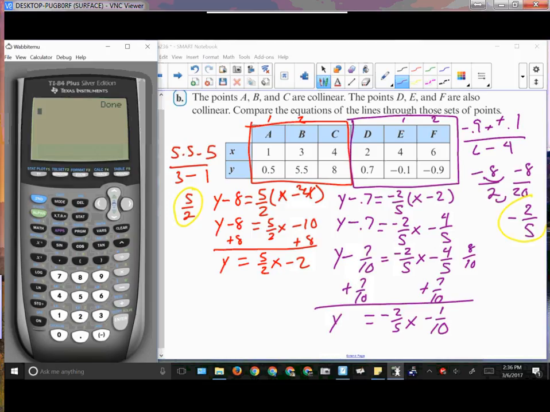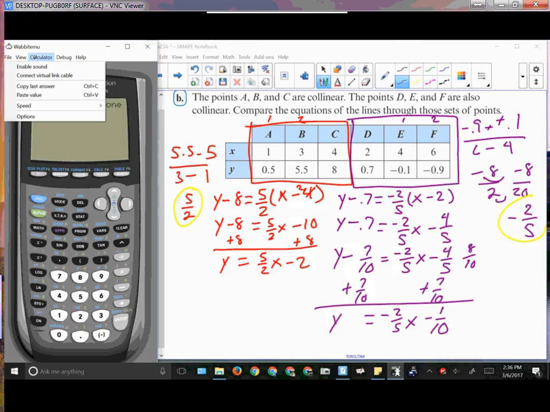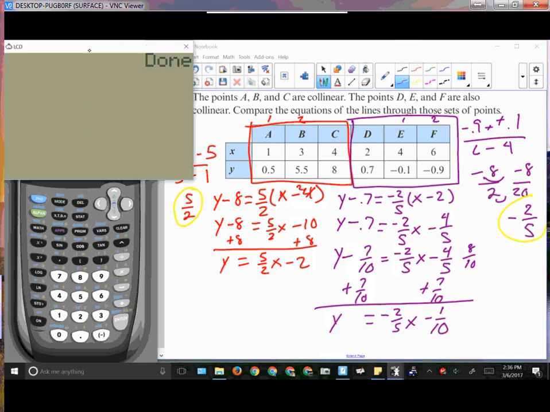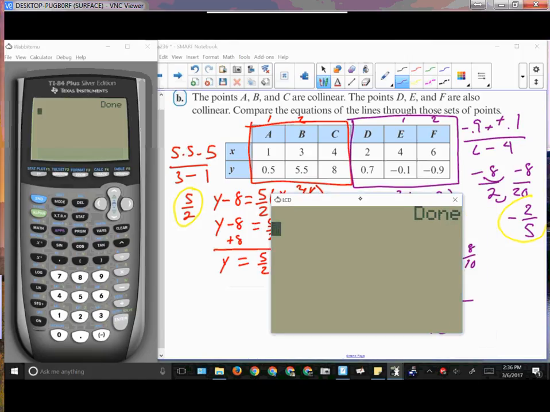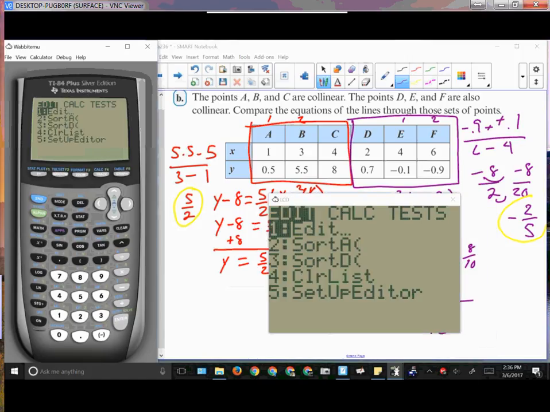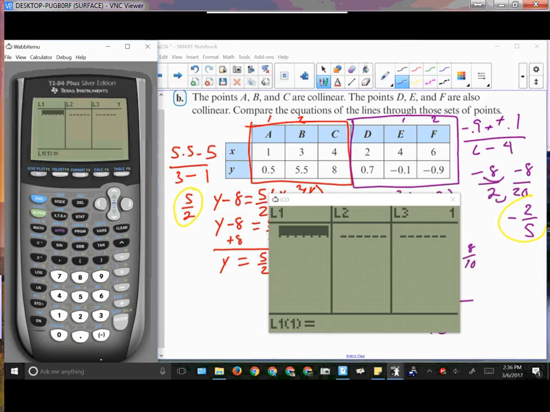Oh, and I've learned a new trick when it comes to the graphing calculator. I'll have to show you what it is. So here we go. Stat. Edit. Put in our numbers. We got 1, 3, 4. I would recommend putting all of them in just so that you make sure that things are correct. So I've got 0.5, 5.5, and 8. Enter. So I've put all the ones for the red ones in, right?